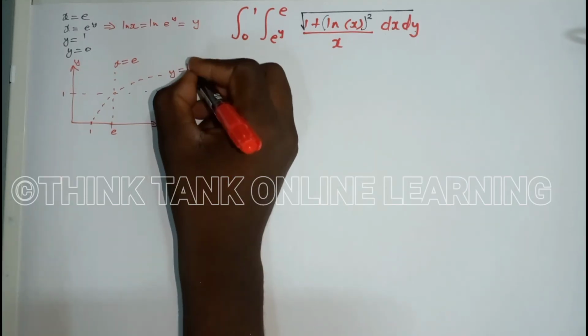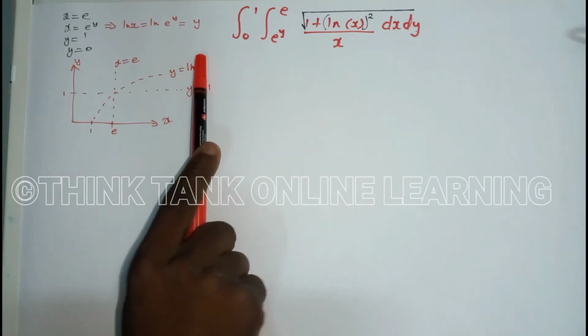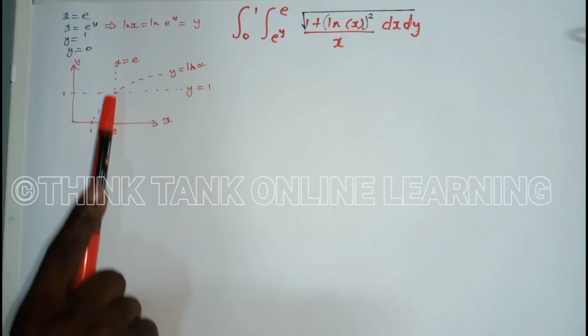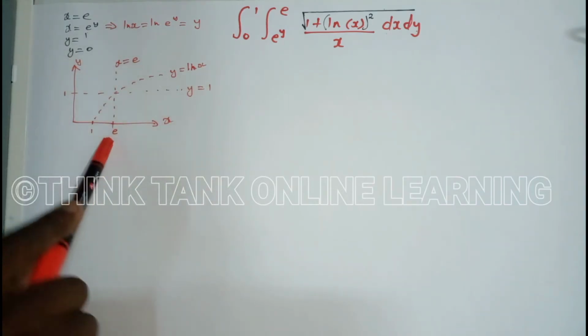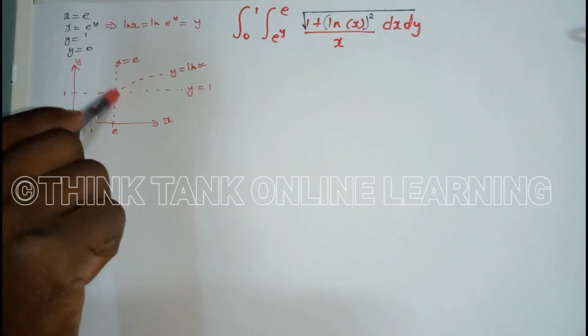Some of you may be asking, how does he know whether these lines intersect right here? How do I know that? I'm just going to solve this equation and this equation simultaneously. If we say y equals ln x, then at y equals 1, we're going to see they intersect at this point. If you solve this one with this one, we're going to get this point.